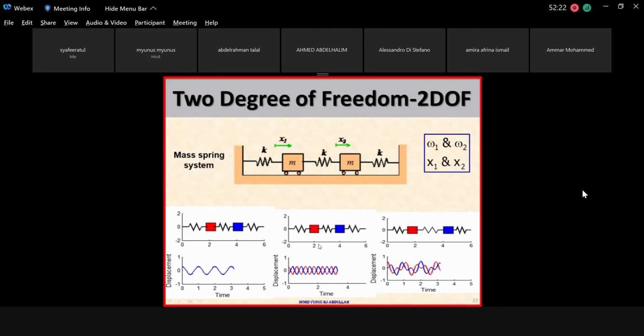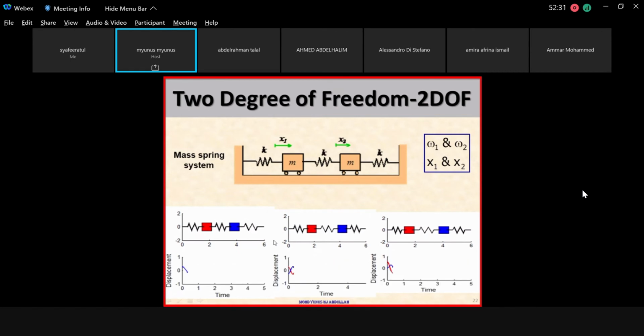You find that the amplitude becomes the same because the k and the m are identical. If you find that m1 is not equal to m2, for example, then one will be running faster than the other. That was the third one.